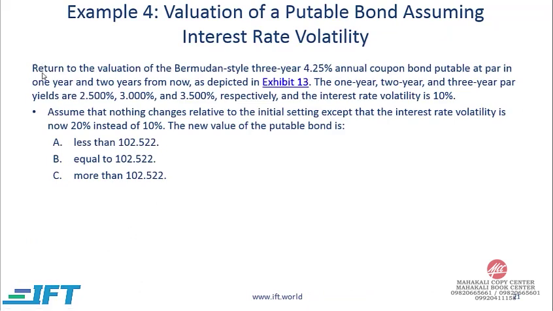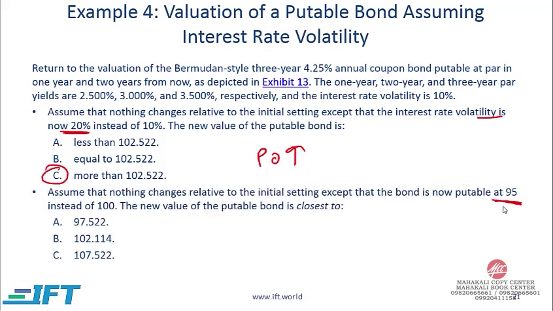Now I want you to do this example. If the volatility goes up, then the value of the put option goes up, which means that the value of the puttable bond will go up. So the best answer is C.